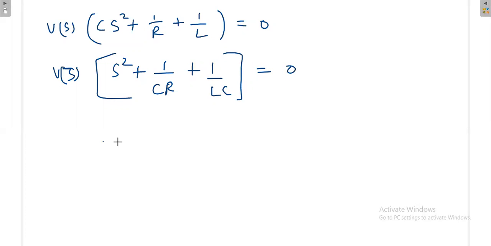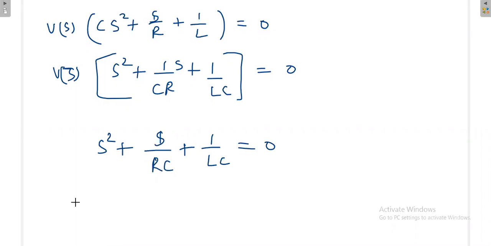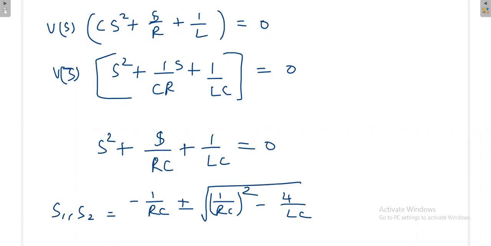Okay, so finally you are getting S square, 1 by C R. Here we'll get 1 S. One differentiation is there, means 1 S will come here. S square plus S by RC plus 1 by LC is equal to 0. Now what are the roots? S1, S2 is equal to minus b plus or minus square root of b square minus 4ac, divided by 2a.